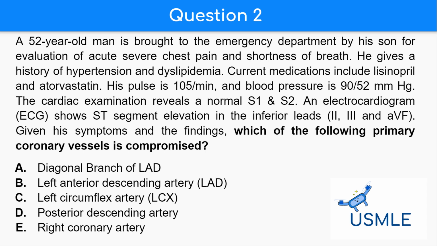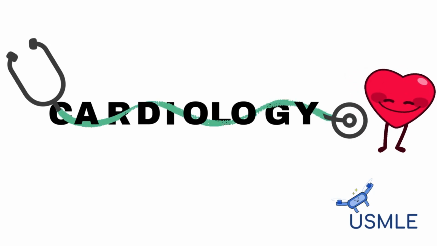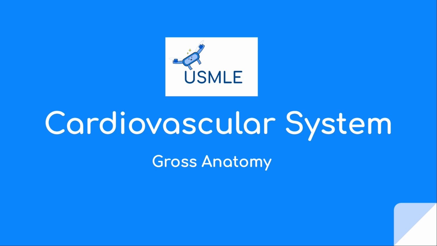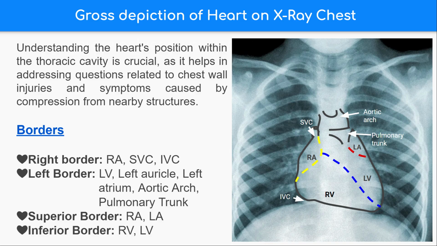This question is a composite of anatomy and physiology. Let us look into the high-yield concepts related to the topic. Here is how an anterior-posterior view of a chest radiograph looks and helps in identifying the borders and surfaces of the heart, along with key structures in the surroundings. This helps in addressing questions related to chest wall injuries and symptoms caused by compression of the nearby structures.